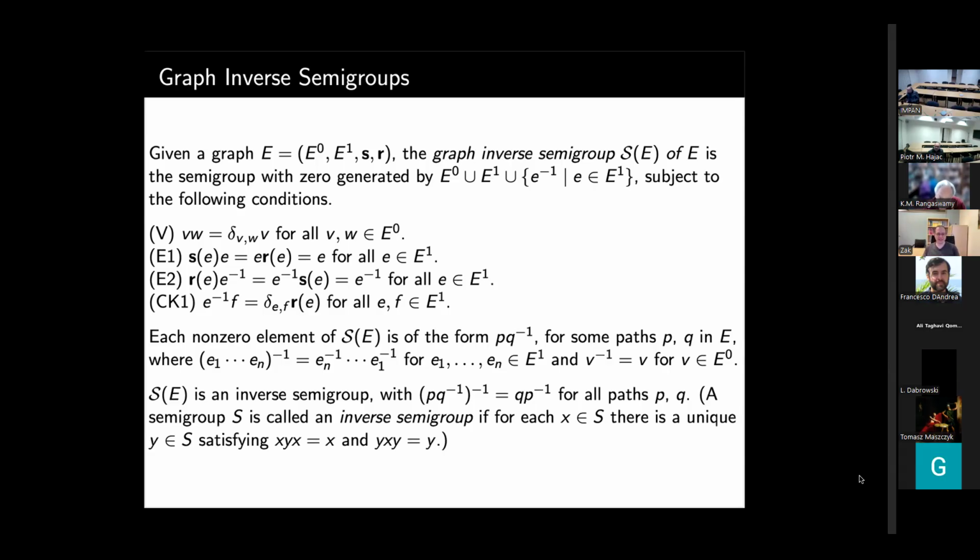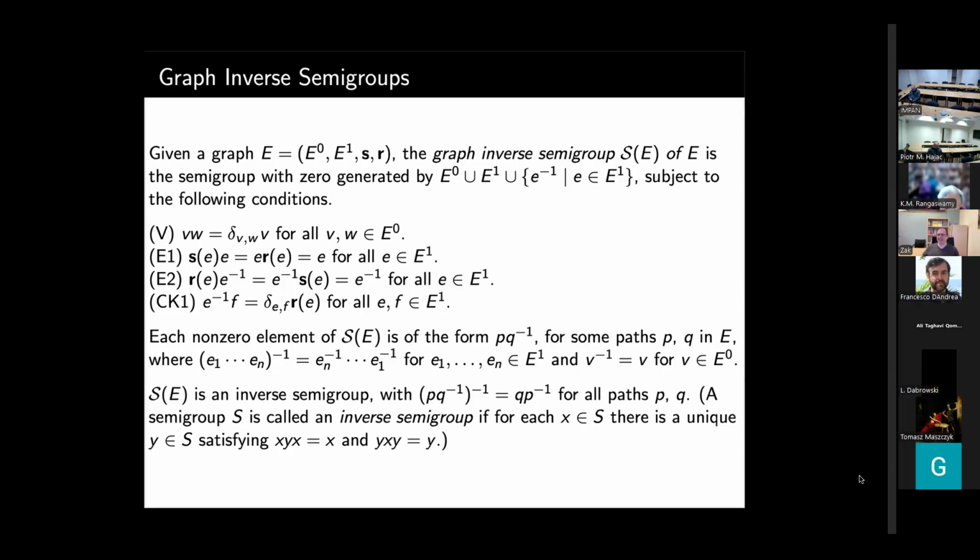In case you haven't seen this before, it's something between a normal semigroup and a group. And in such a thing, every element has a von Neumann regular inverse. So for every x, there's a y, so that xyx is x, and yxy is y. And in this particular thing, if you take a non-zero element PQ inverse, its semigroup inverse is going to be QP inverse. And so that's why we use this notation.